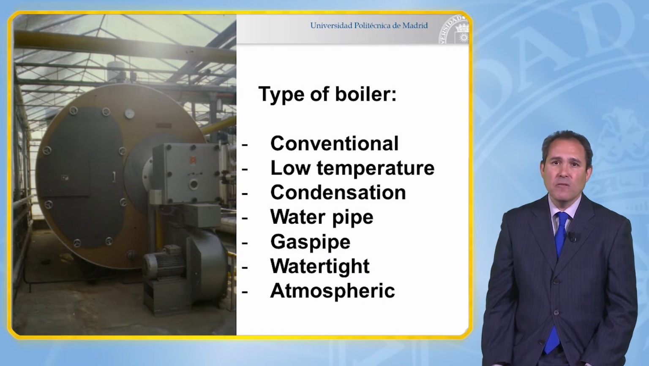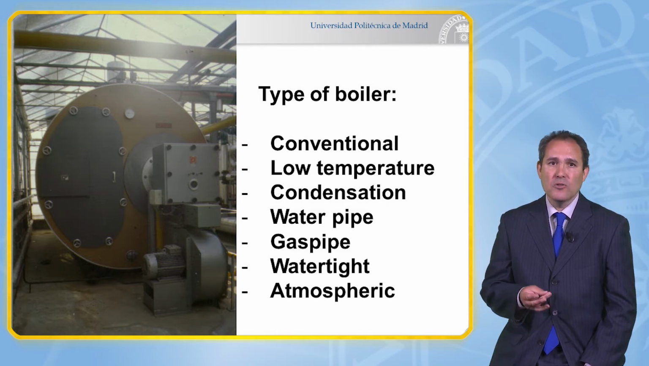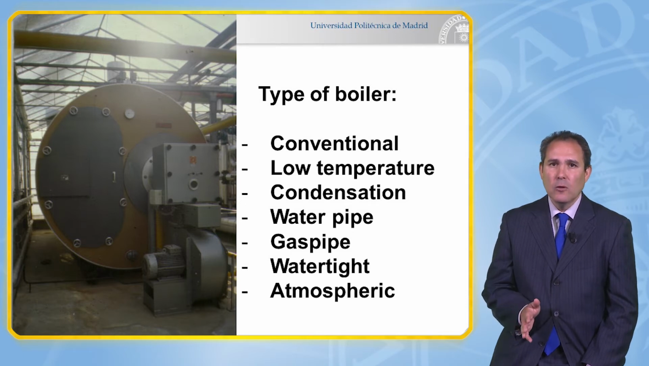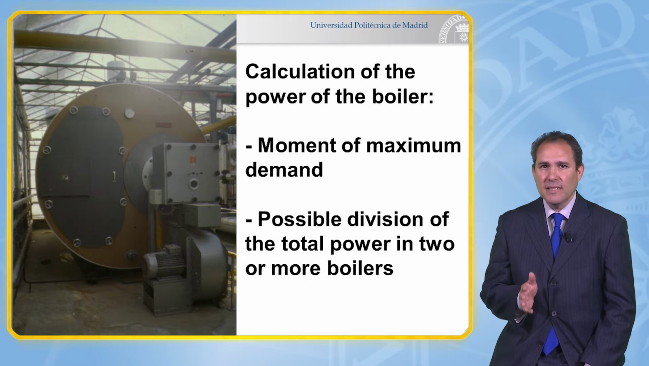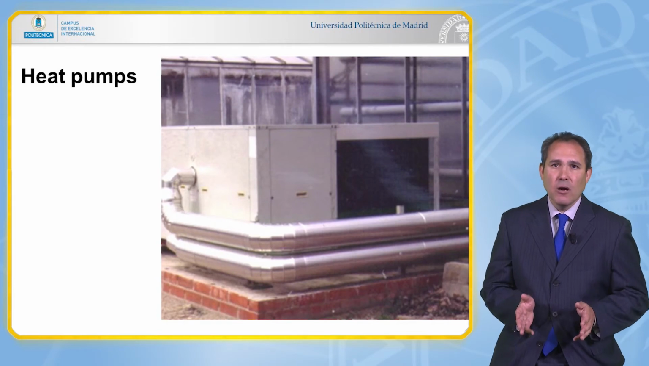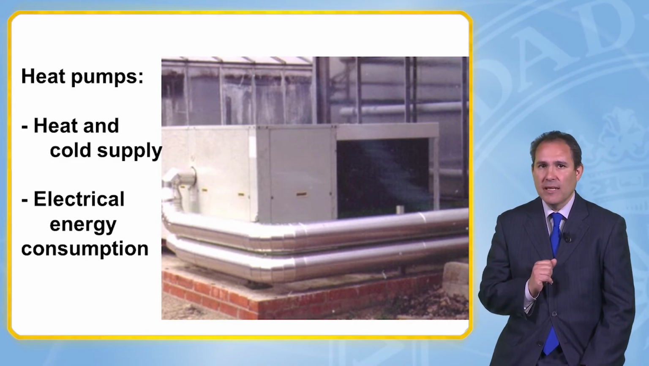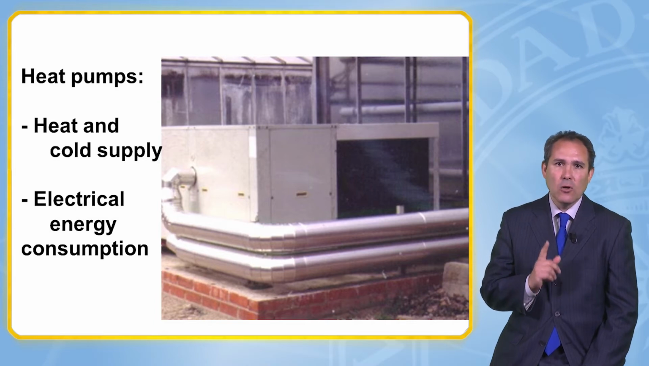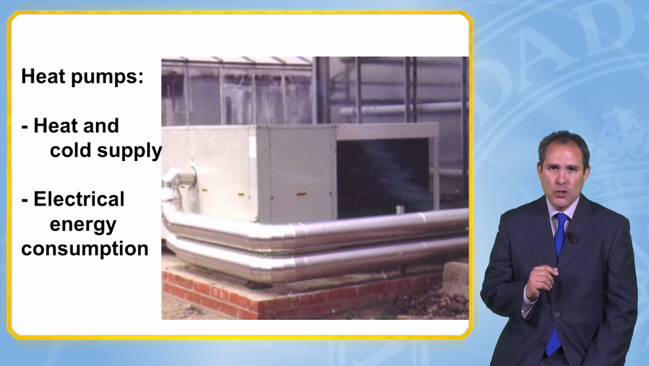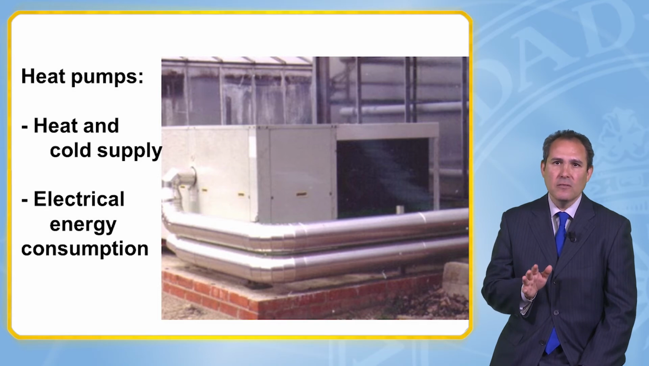There are different types of boilers with characteristics that it is necessary to know as criteria of choice: conventional, low temperature, condensation, water pipe, gas pipe, watertight, or atmospheric pressure. The heating needs can be covered with a boiler or with other technologies, such as a heat pump. The advantage of the heat pump is that it can also supply cold, so it is an interesting option in installations that need both heat and cold.